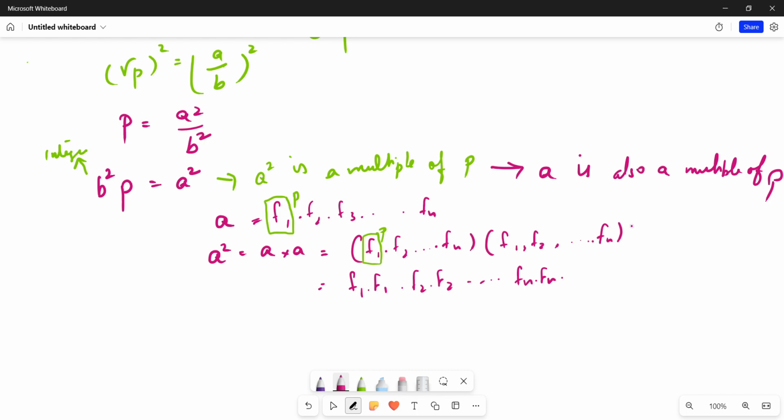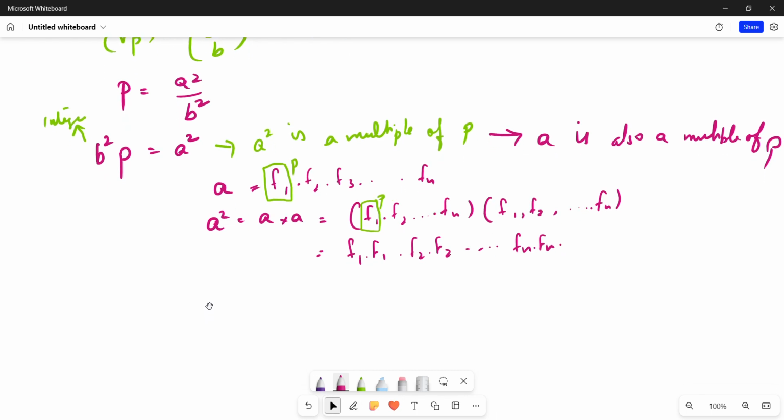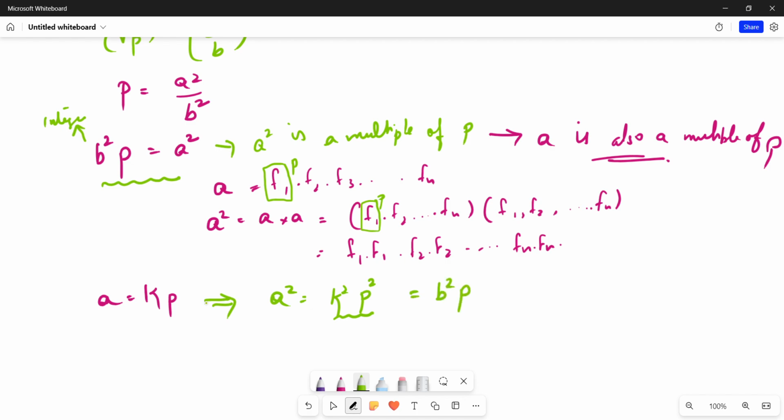Now, we can express A as some integer k into P, because A is a multiple of P. Squaring both sides, so that we can compare it with the equation which we have already obtained, what do you get? You get A squared is equal to k squared P squared. We already know that A squared is equal to B squared P. So let us compare both of them. k squared P squared can be equated to B squared P.